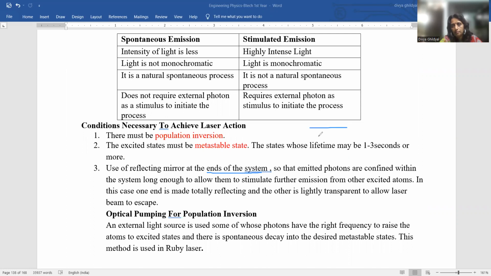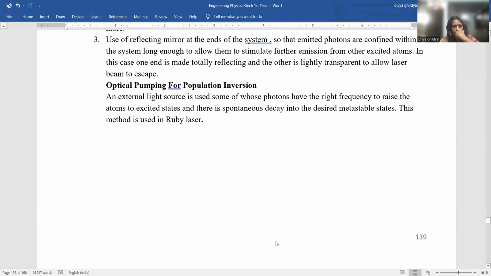So with multiple mirrors, the light which we have achieved will suffer multiple reflections and then emerge as a very strong unidirectional monochromatic beam of light. So the use of reflecting mirrors at the end of the system is also a very important necessity to achieve laser action. Okay. Optical pumping for population inversion.